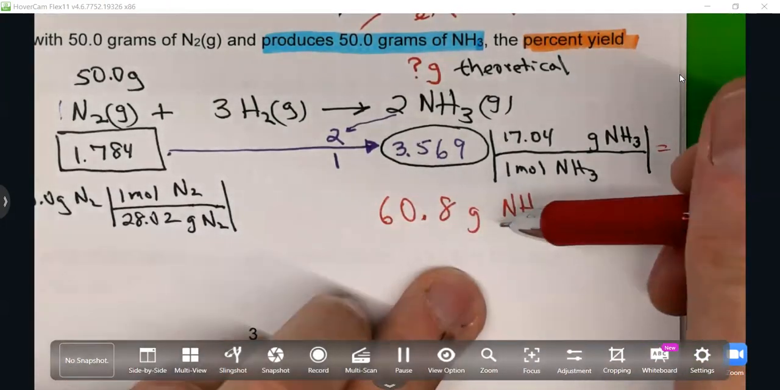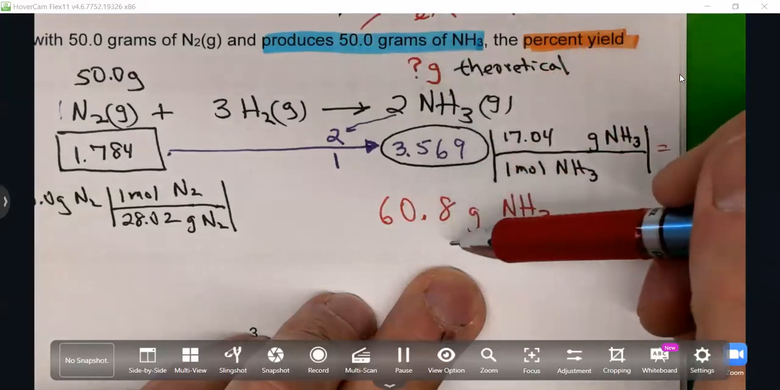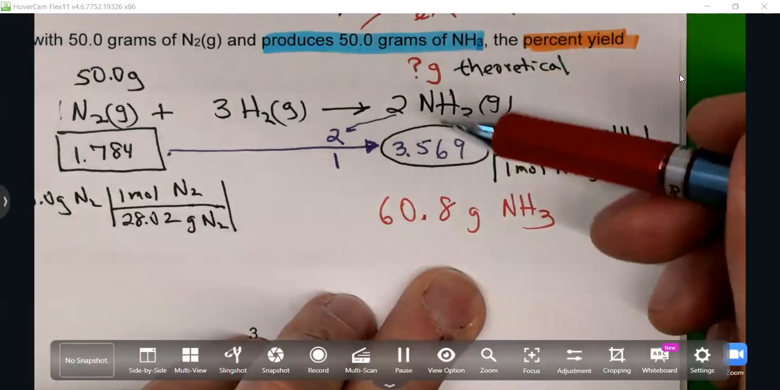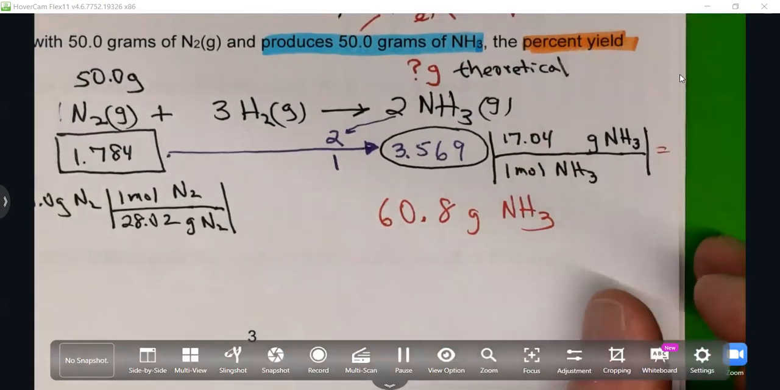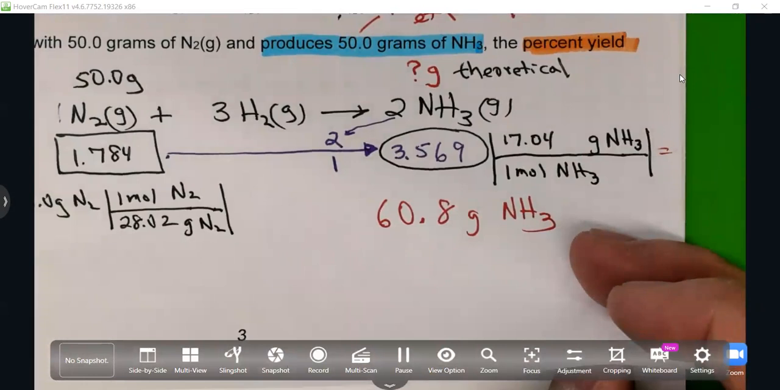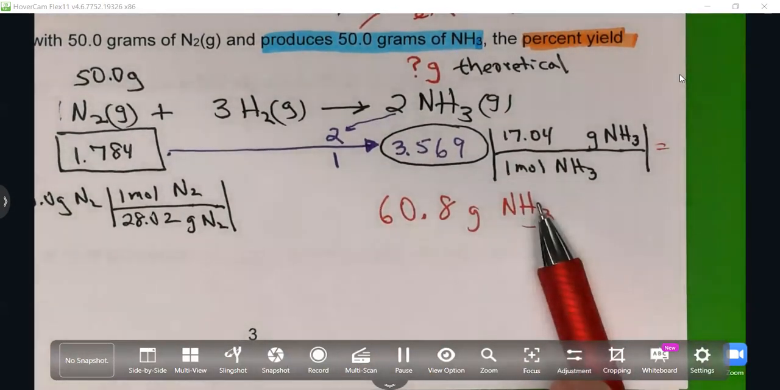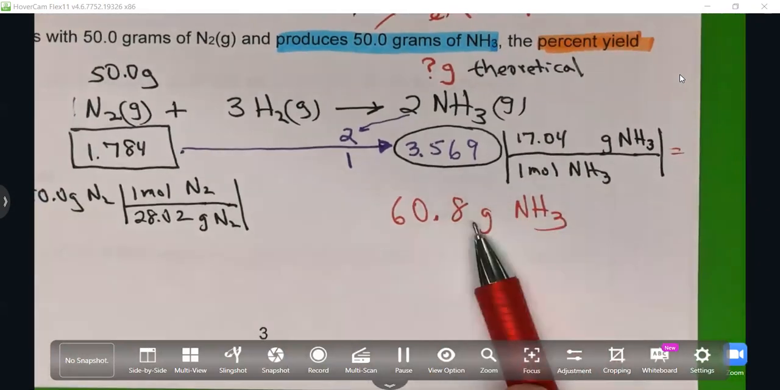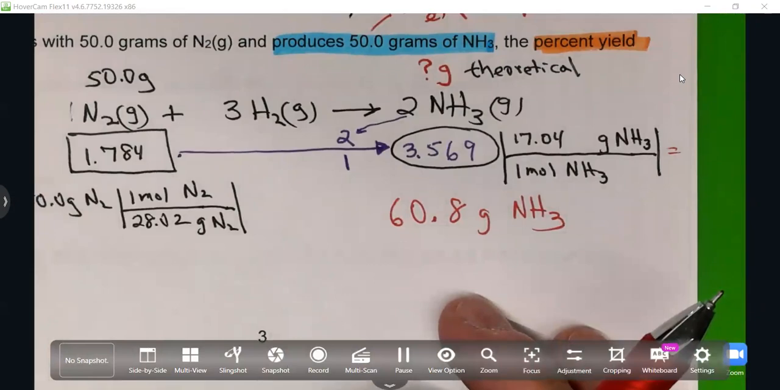That's what we should have gotten. We only got 50. So we can do a percent yield, and I'll show you how to do that today, but you probably know how to get the percent yield. Look at this. Okay. So we'll come back and finish this baby. Let's look at where we left off.